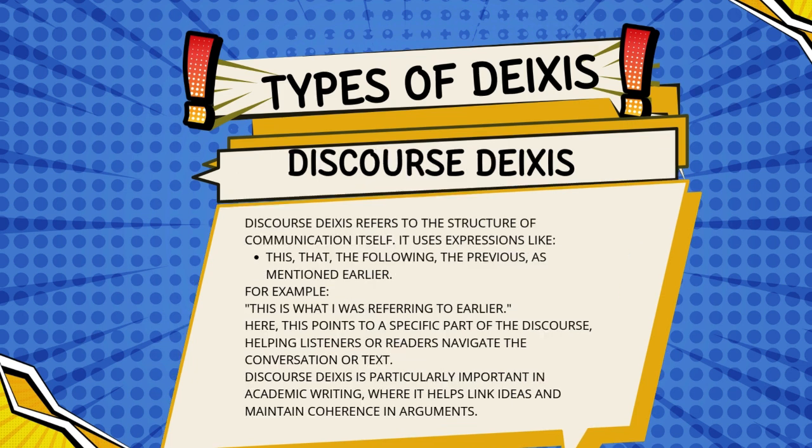And the fourth one is discourse deixis. Discourse deixis refers to the structure of communication itself. It uses expressions like this, that, the following, the previous, as mentioned earlier. For example, "This is what I was referring to earlier." Here, this points to a specific part of the discourse, helping listeners or readers navigate the conversation or text. Discourse deixis is particularly important in academic writing, where it helps link ideas and maintain coherence in arguments.